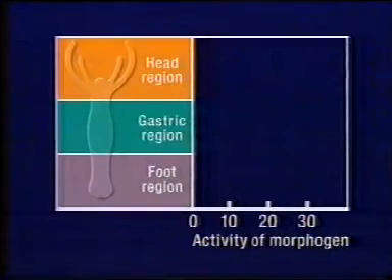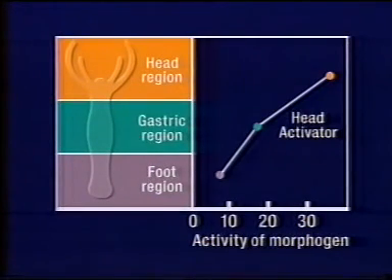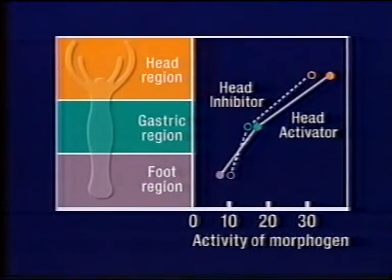to describe. The graph shows the difference in the activity of the head activator substance, known as morphogen, in the three main regions of the body. Activity is measured in biological units, the maximum being in the head and minimum in the foot. The head inhibitor has a similar pattern of distribution.